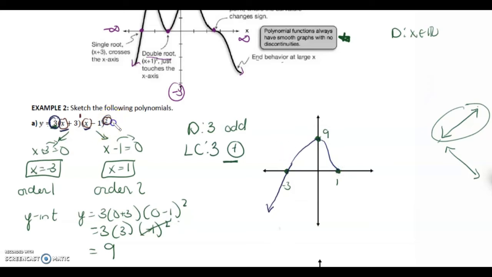The 1, because it's degree 2, is going to be a max or min. So in this case, a minimum, and then up. The -3 was order 1, so we go through. The 1 was order 2, so we touch it and go up. And our end behavior is going to go from quadrant 3 to quadrant 1.